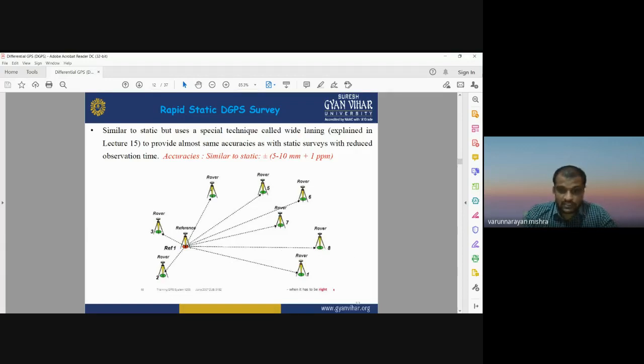Here you see this is the reference station that is known to you, and all of these are the positions of the rover stations.